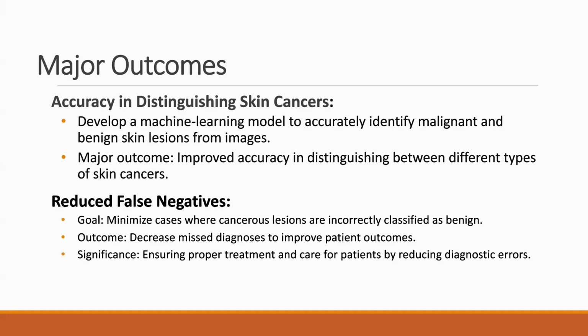Here come the major outcomes of our project. First of all, the major outcome of our project is accuracy in distinguishing skin cancers. So the major outcomes of our project revolve around improving skin cancer detection. Our primary goal is to develop a machine learning model that can accurately identify different types of cancers from images. This means our focus is on enhancing the accuracy of distinguishing between malignant and benign skin lesions. It also focuses on ensuring that our model can effectively identify various types of skin cancer with precision.